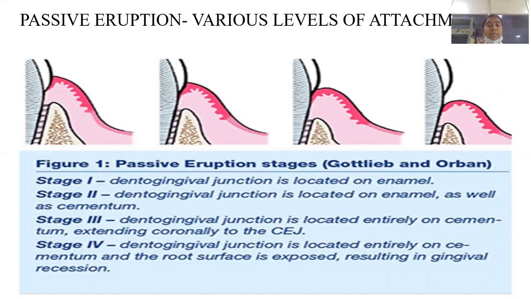Stage 1 stands for dentogingival junction in the enamel, according to Gottlieb and Orban. Stage 2, dentogingival junction is located on enamel as well as on cementum. Stage 3, dentogingival junction is located entirely on the cementum, extending coronally to the cemento-enamel junction. Stage 4, dentogingival junction is located entirely on the cementum and the root surface is exposed, resulting in gingival recession.